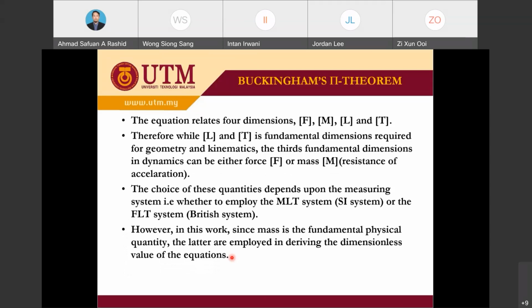The third fundamental dimension is dynamics, which can be either force or mass. So we have L for geometry, T for kinematics, and then force and/or mass. It means that we can use either FLT or MLT. The choice depends upon the measuring system, whether to employ MLT, which is based on the SI system, or FLT, which is based on the British system. However, in this work, since mass is the fundamental physical quantity, the latter is employed in deriving the dimensional values of the equations.